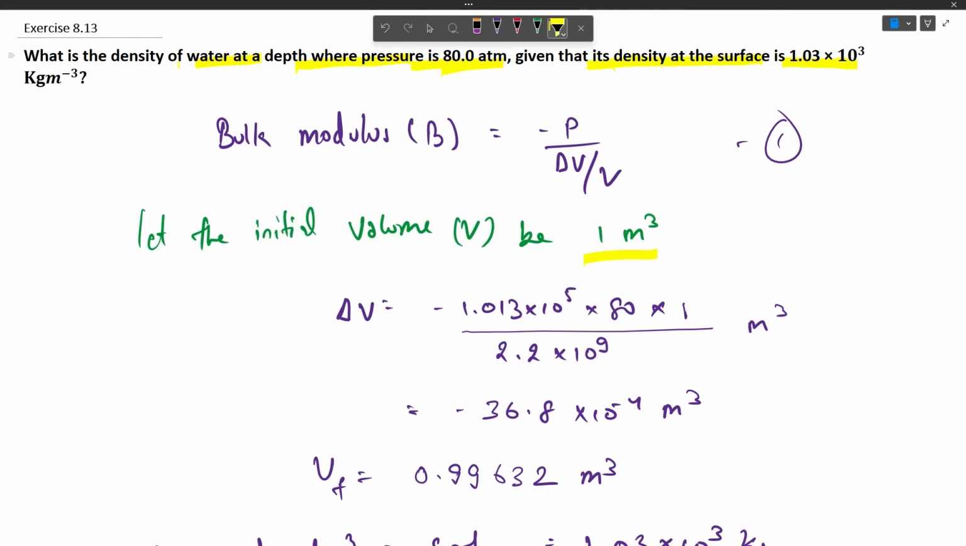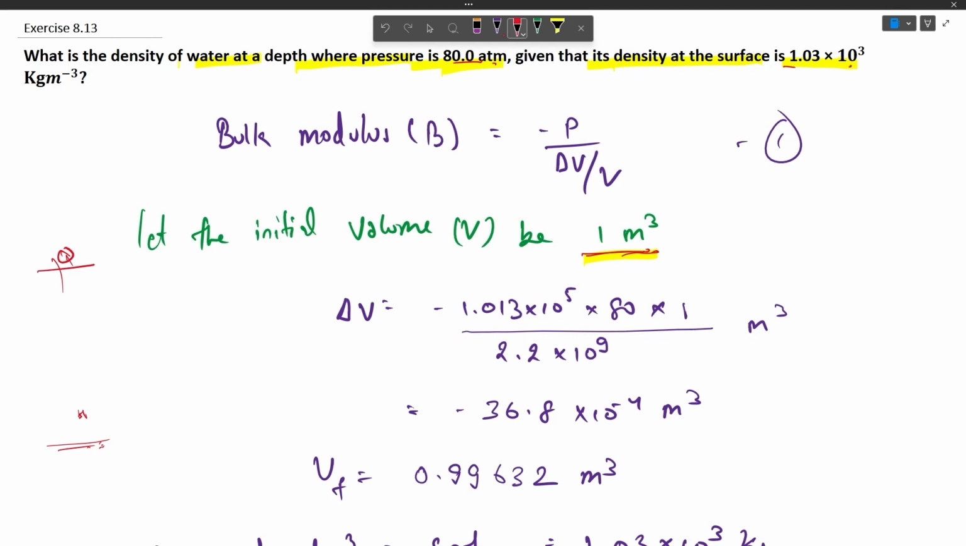So on the surface as well as in the depth of the ocean, the main thing that is going to be constant is the mass of water. If we have taken the initial volume of the water to be 1 meter cube, now the mass of water at the surface would be 1.03 into 10 to the power 3 kg, and below the surface, at the depth where the pressure is 80 atmospheric pressure, the mass would be the same.